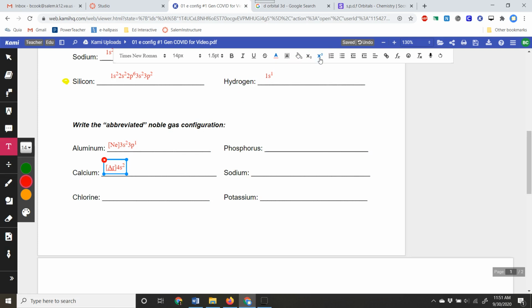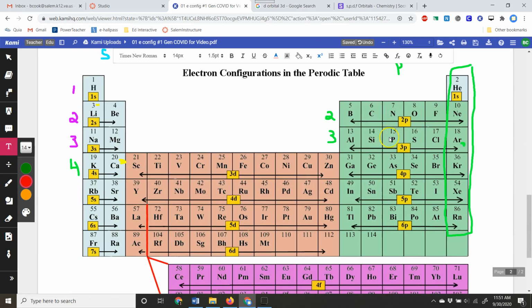All right, the next one that we can do as a group, let's go ahead and do, how about phosphorus? Okay, phosphorus, this example here, we're going to find on the periodic table. There it is. So phosphorus is in the third row. We need to find the noble gas that ended the row before phosphorus. So the noble gas that ended the row before phosphorus is neon.